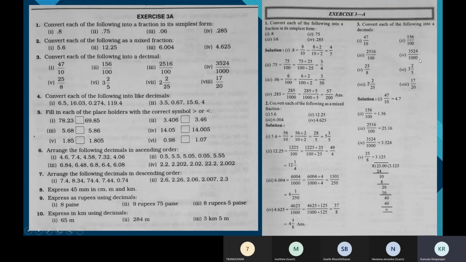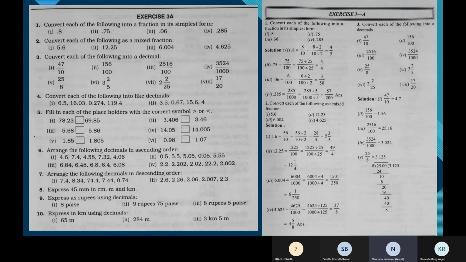Now, Anugraha, tell me for this one, how do you write 32 by 5 as a decimal? What is 32 by 5 as an improper fraction? Shall I say? One minute. Matthew? Yes. What is 32 by 5 as an improper fraction? Nandana? Ma'am? Yes, Nandana.